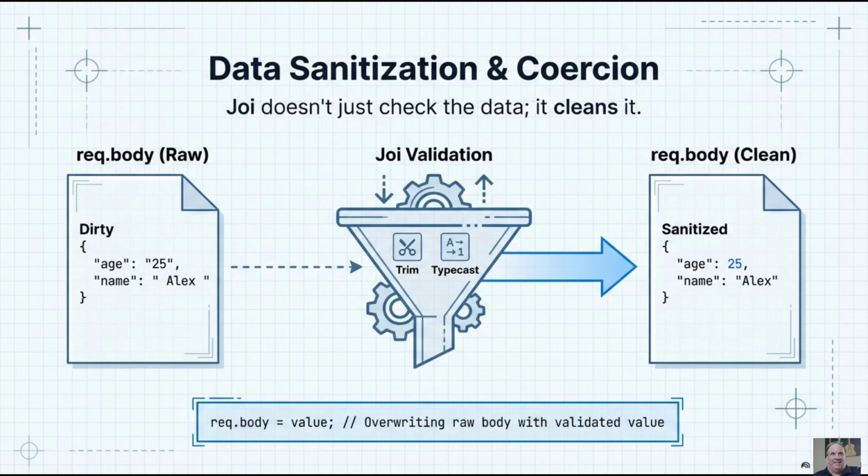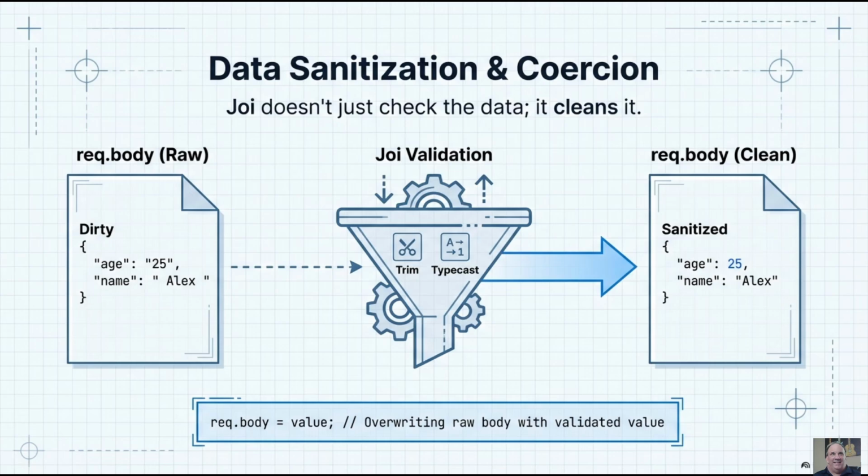Data sanitization and coercion. Here's something that a lot of people don't realize about Joi. It doesn't just validate your code, it cleans it too. Let's look at this example on the left. The raw request body comes in with age as a string, "25", because remember, everything that comes in over HTTP is technically a string. And the name has extra white space, okay?